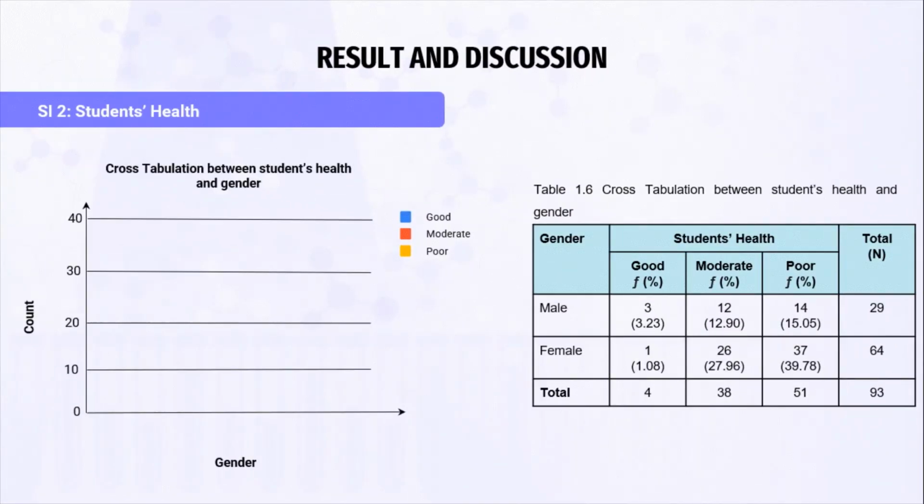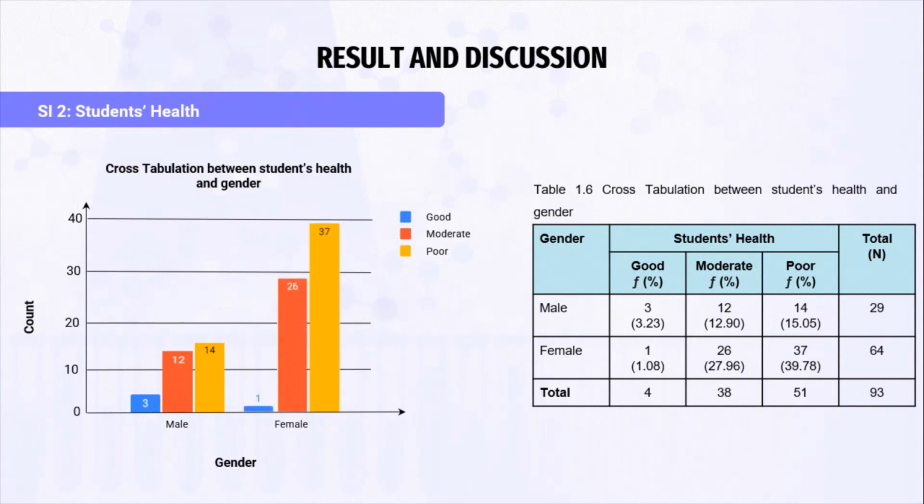The figure shows the cross-tabulation between students' health towards online learning and gender. Most of the males, which is 14 out of 29 students, are poor in students' health towards online learning, while the majority of female respondents, which is 37 out of 64 students, are also poor in students' health towards online learning.